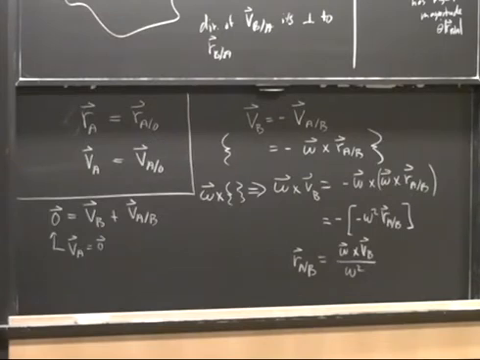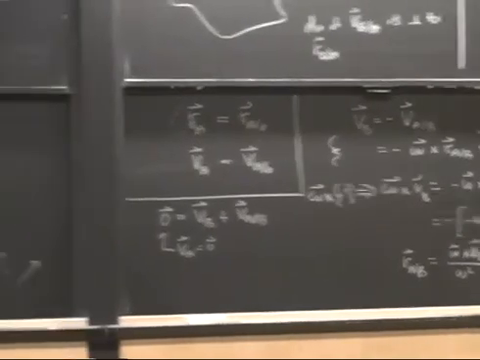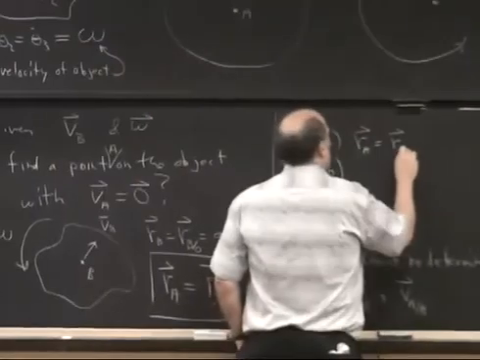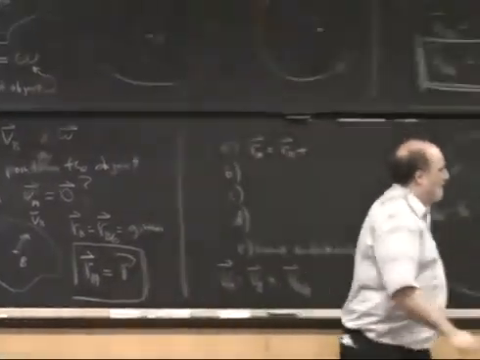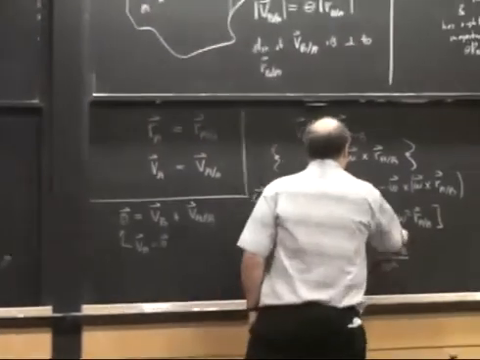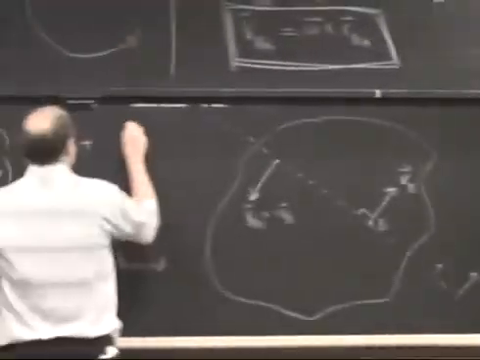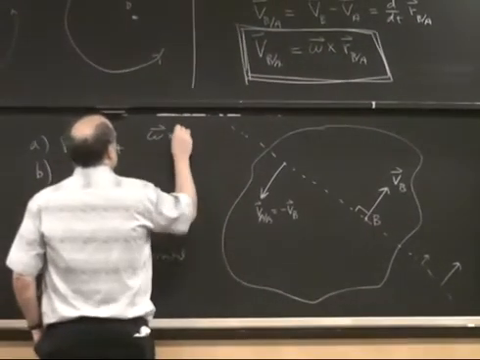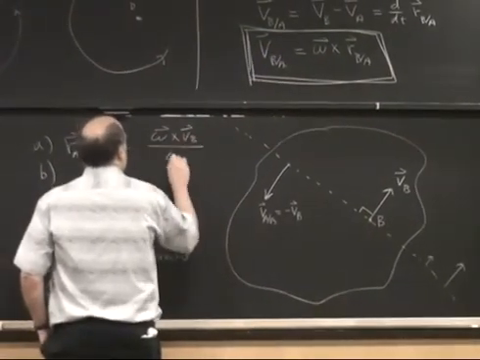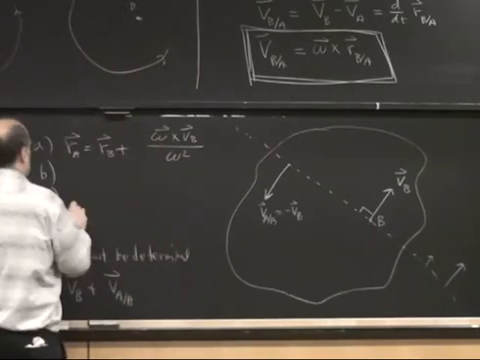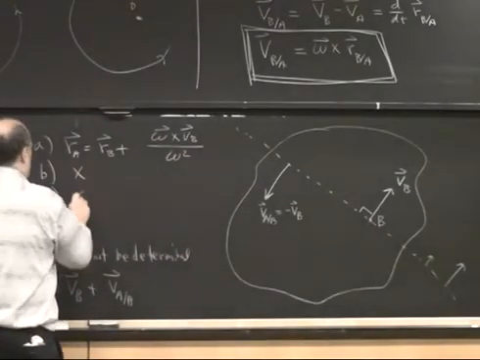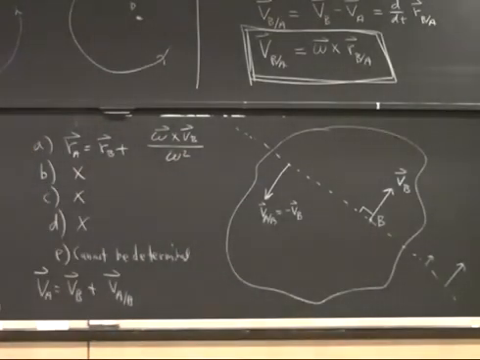Therefore, I can just write it in here, the position of A is equal to the position of B plus this thing, omega cross VB divided by omega squared. And we have all the other wrong answers. Okay, any questions about that?